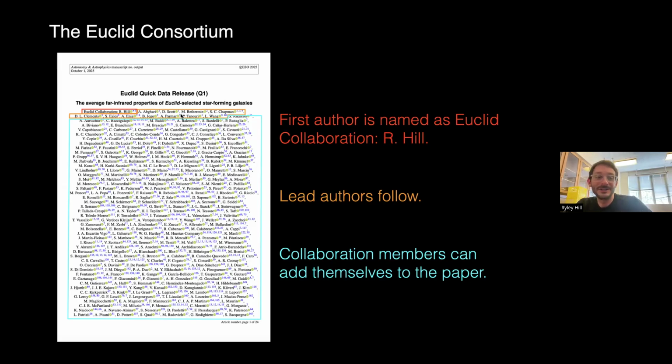All these people just signed up for the paper. If you're in the Euclid collaboration and you meet a certain threshold criteria for how much time you spend on collaboration duties, then you can add your name to any paper you want. So all these people are just adding their names to all the papers, even though I'm guessing most of them didn't read it.